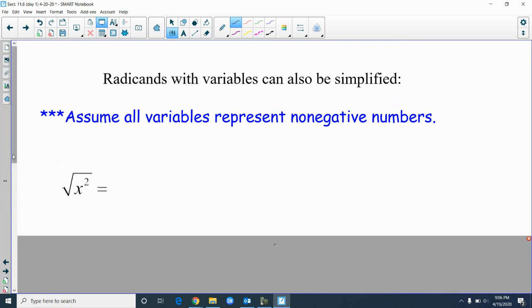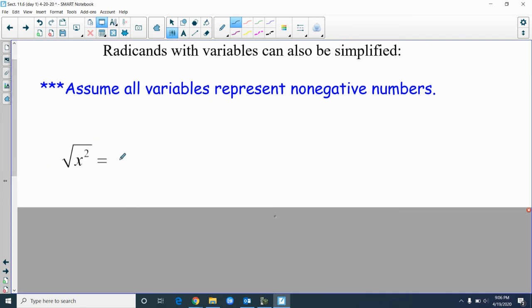We're going to follow the same principle, square root of x squared. Well, you might already know that, but if you think about this, x squared is x times x. Still the buddy system. If I get 2 x's, that means 1 x goes on the outside. There's nothing left on the inside. So square root of x squared is just x.